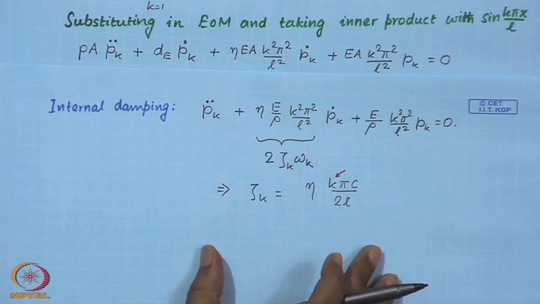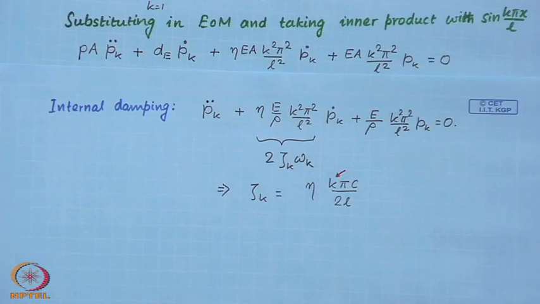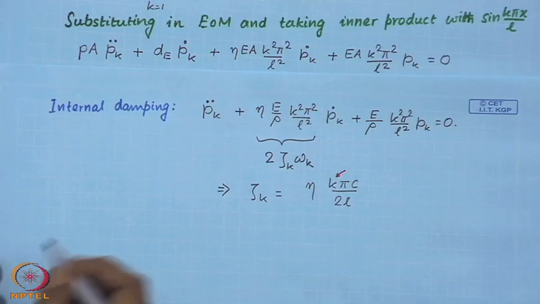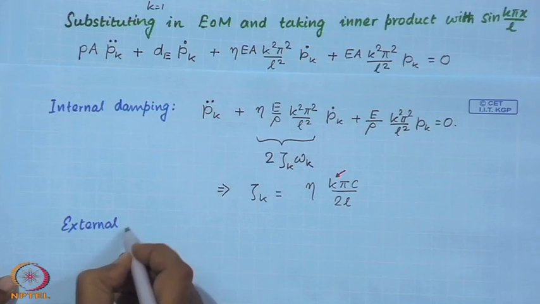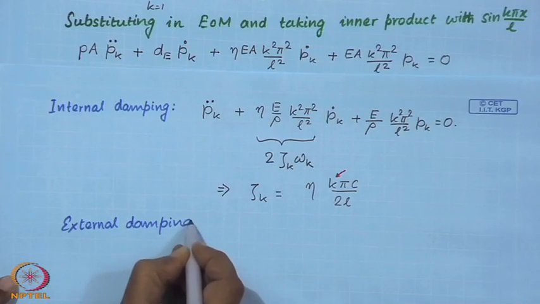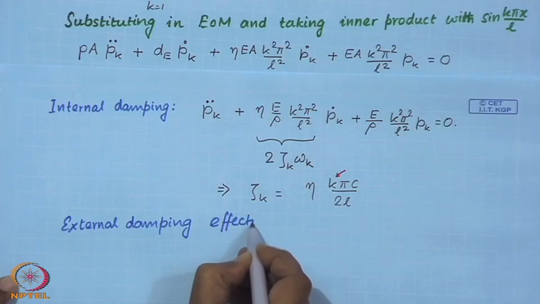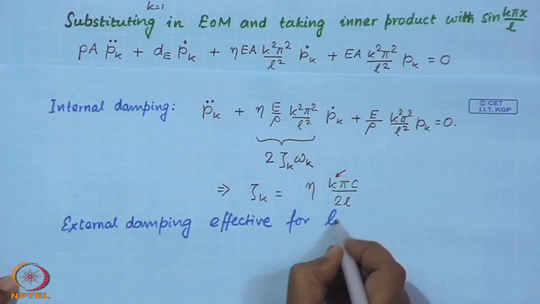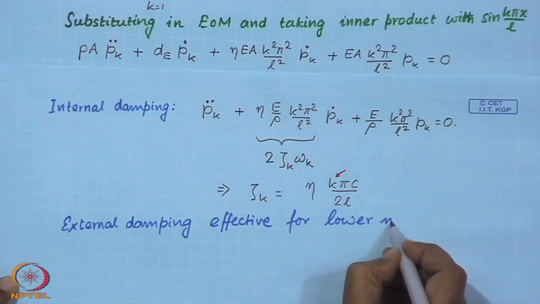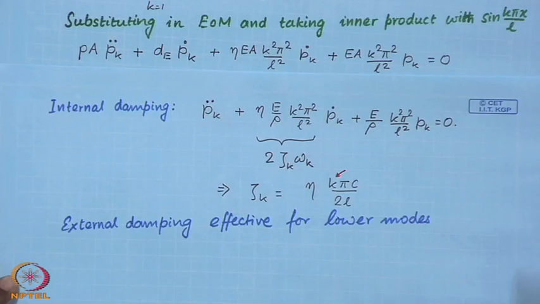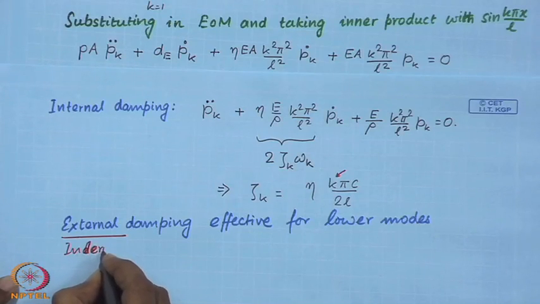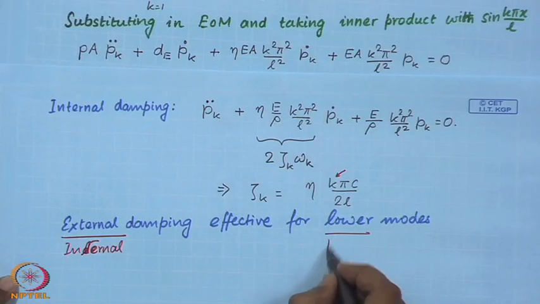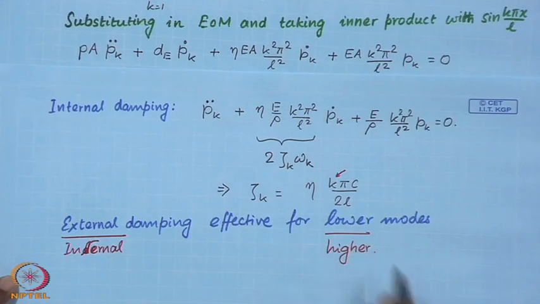So, internal damping is more effective for higher modes, while external damping is more effective for lower modes. So, external damping is effective for lower modes, while internal damping is effective for higher modes.